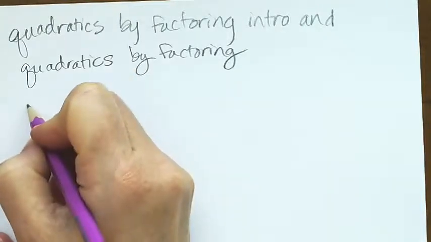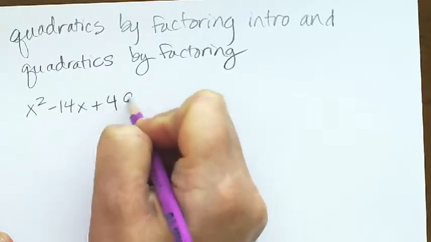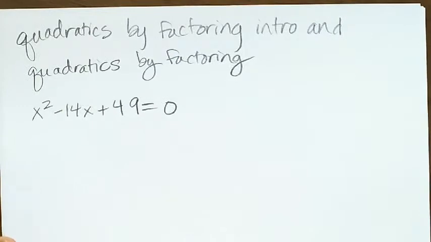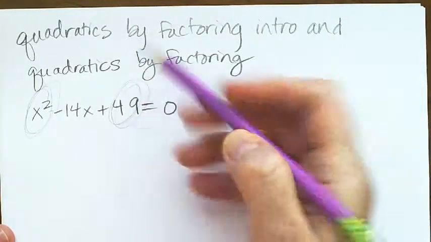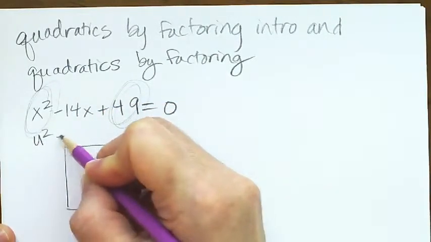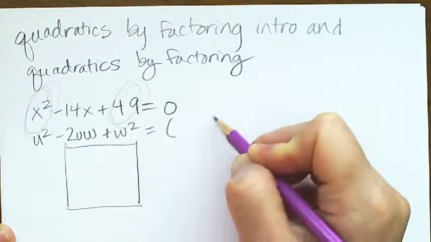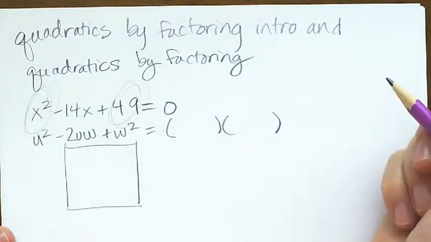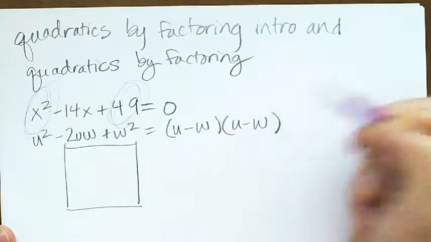Quadratics by factoring. We have a perfect square trinomial for the first example, so I'm not going to do an area diamond. I recognize that this is a perfect square, this is a perfect square, and if I were to guess, it's in the form u squared minus 2uw plus w squared. So I'm going to use the template that I used for perfect square trinomials. This is going to factor into u minus w times u minus w.